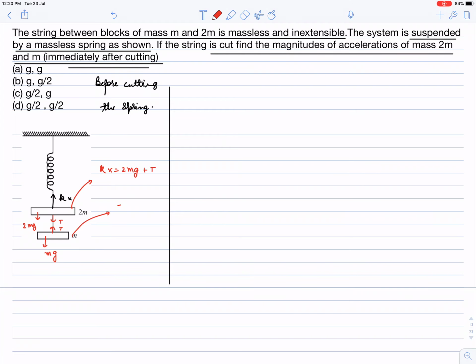And for the second block, T must be equal to mg. So kx is T plus 2mg, and T is mg. So kx comes out to be 2mg plus mg, or kx comes out to be 3mg. This is the spring force.